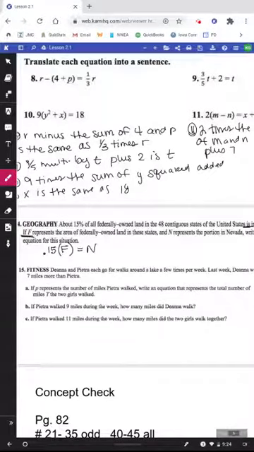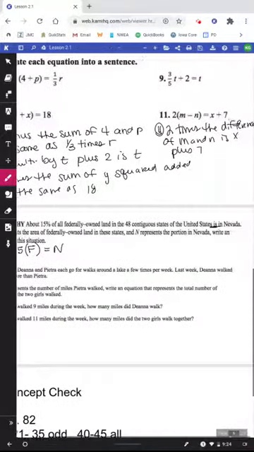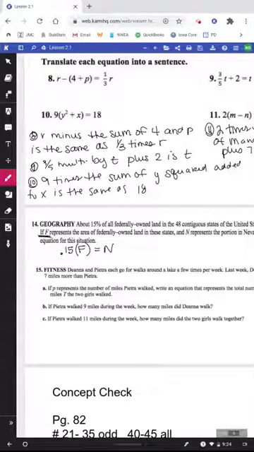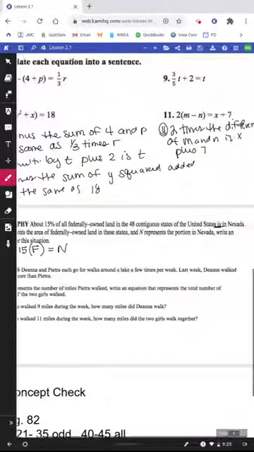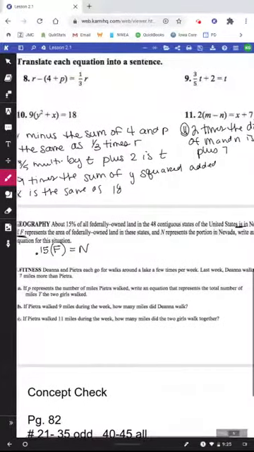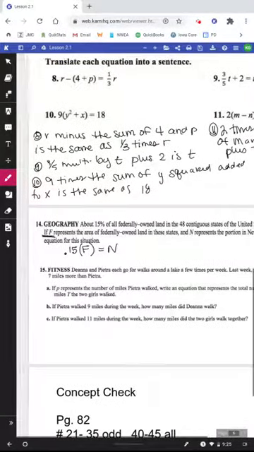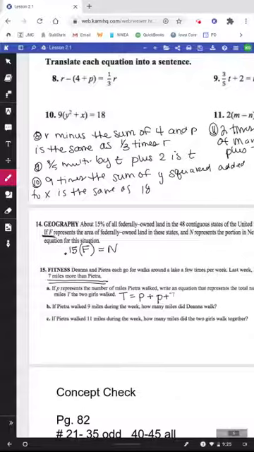Deanna and Petra each go for walks around a lake a few times per week. Last week, Deanna walked 7 miles more than Petra. If P represents the number of miles Petra walked, write an equation that represents the total number of miles T the two girls walked. So total T, they want me to write equals. P is the number of miles Petra walked, so I write P plus. And now I have to read back up here where it says that Deanna did 7 miles more than Petra. So in order to write Deanna, I'd have to write Petra plus 7, because remember, more than goes at the end.